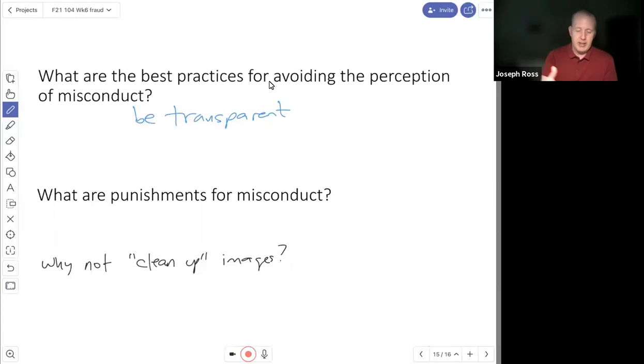So lastly, before we turn to what to do this last week as an assignment, why not clean up images? What do you think? What are some reasons why it's not a good idea, even if there are those little faint background bands on the image or some other little speckles somewhere? Why is it not a good idea to clean that up or to crop it away?